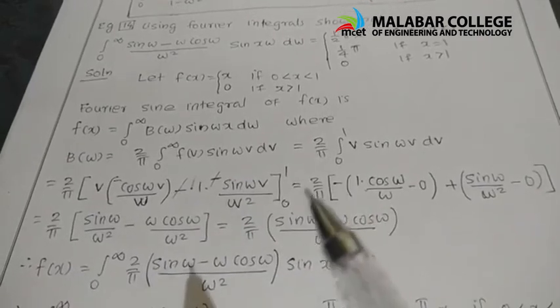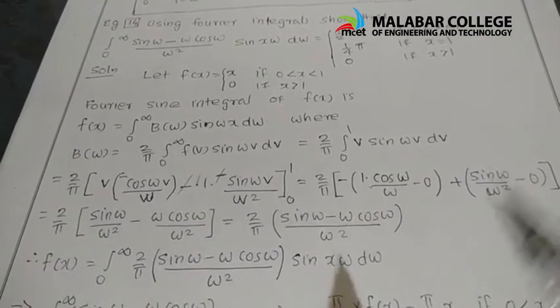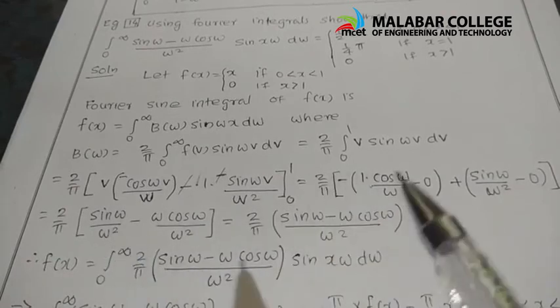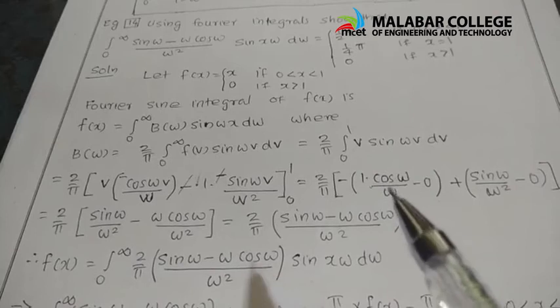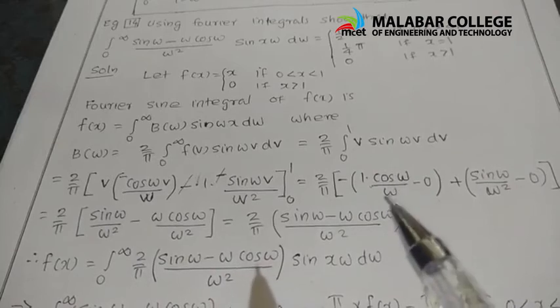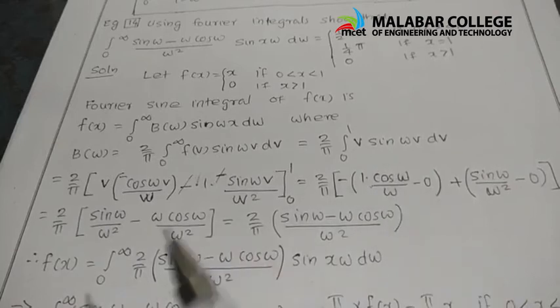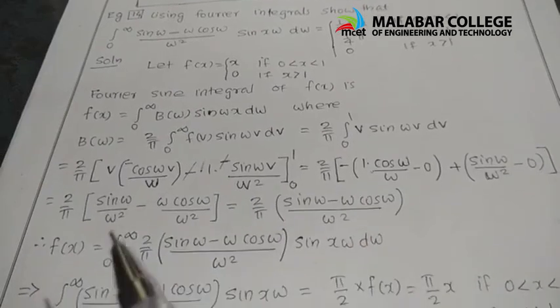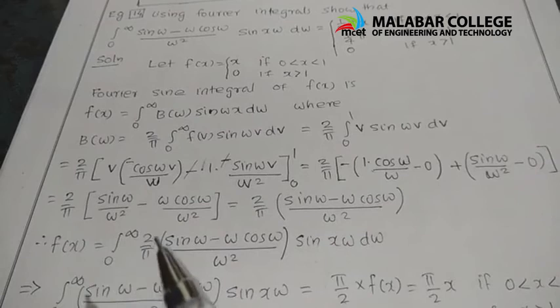Then this is 2 by pi into this positive term I am writing first. This one is sin omega by omega square. And here only omega is there, so we multiply numerator and denominator by omega. So omega cos omega will come here, by omega square. Now writing this 2 by pi into the terms together because the denominator is the same, omega square will be the denominator. So we will see that f of x equals 2 by pi integral 0 to infinity.